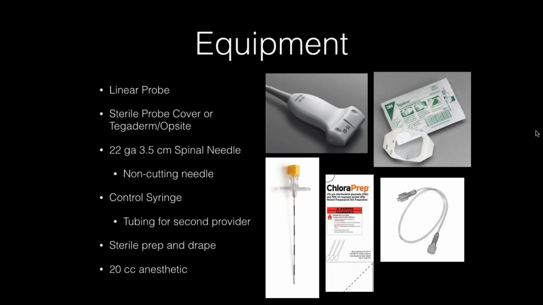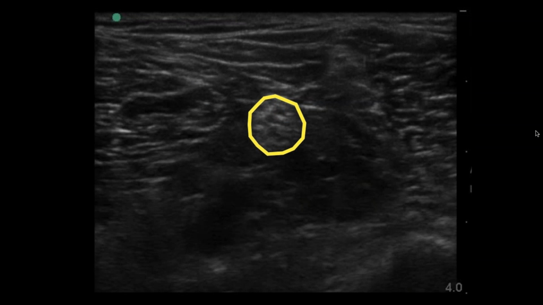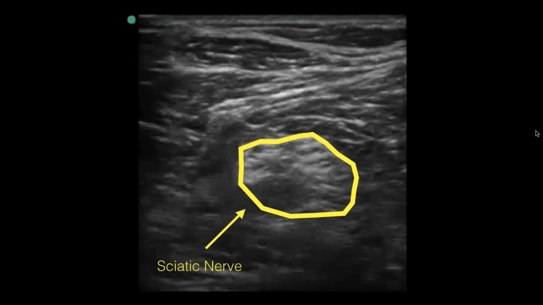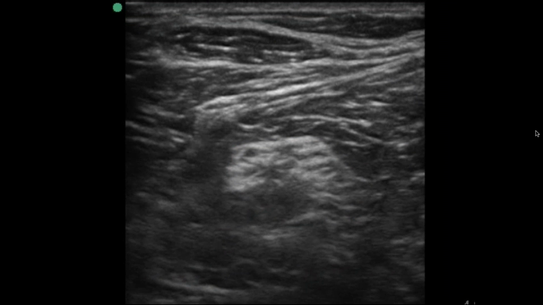Equipment is much the same as used for the femoral block. Sterile probe cover, Opsite, again a spinal needle, and then here you're going to be using approximately 20 cc's of anesthetic. This is what the distal sciatic looks like in those tissues. This is a case of a 22-year-old motorcyclist who was hit by a car. Obvious mortise widening and fractures here. And here's what his sciatic nerve looked like, and then here's what his block looks like.